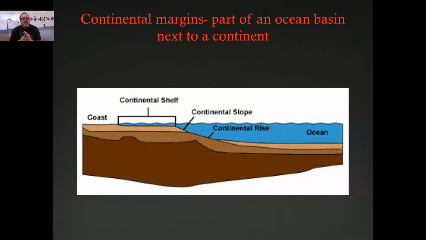Now, when we think about the area near the coastline or near the continent, we call those the continental margins, okay? That's the part of the ocean basin that's right next to the continent. So we look at this area here. This is the continental margin.